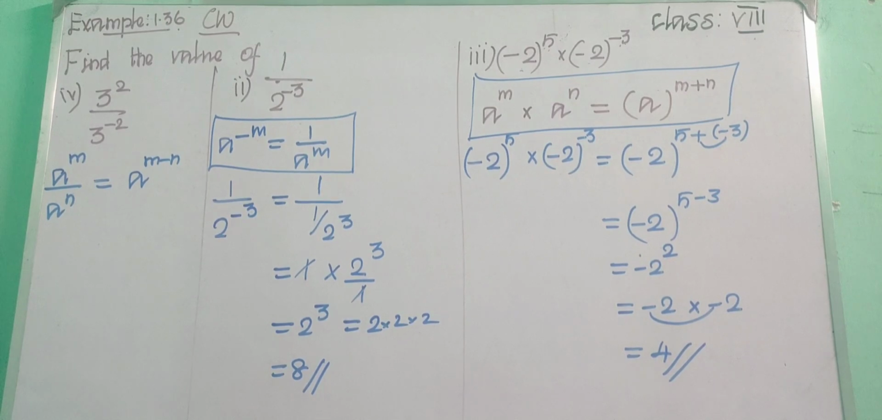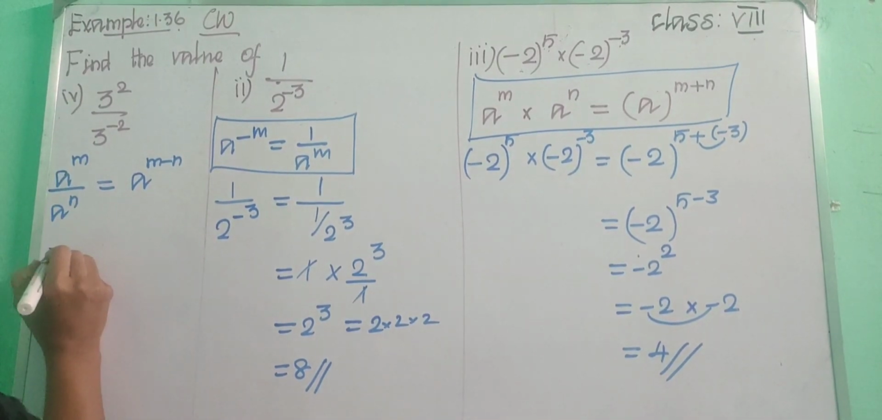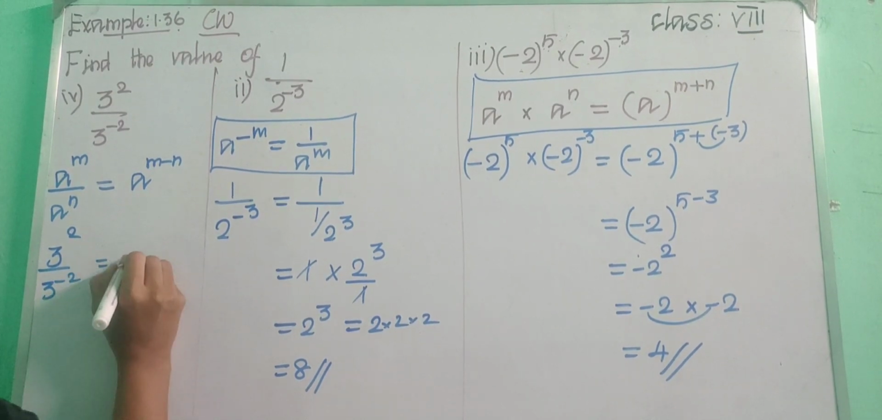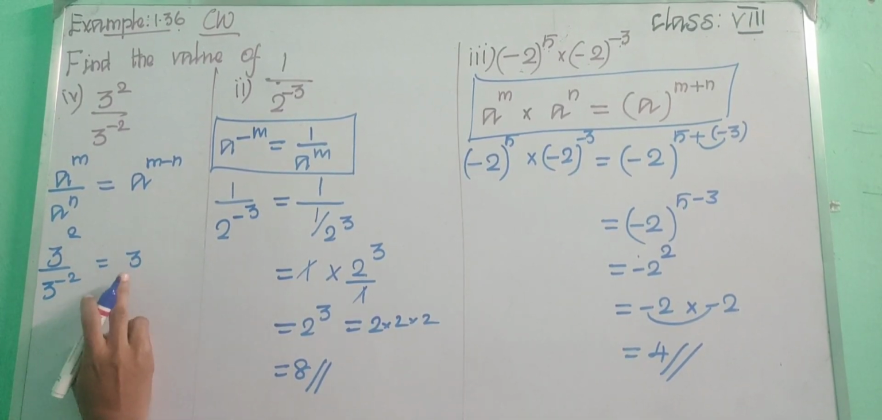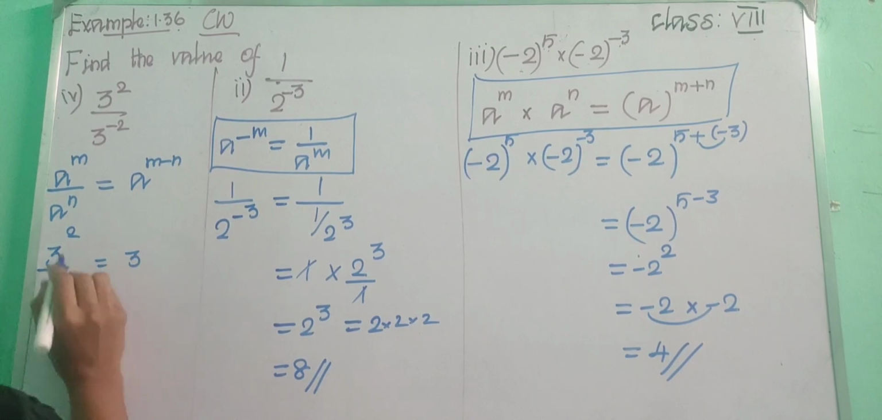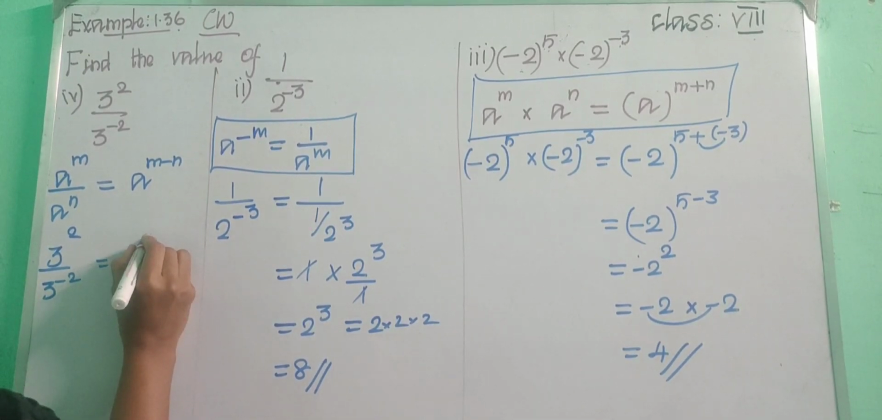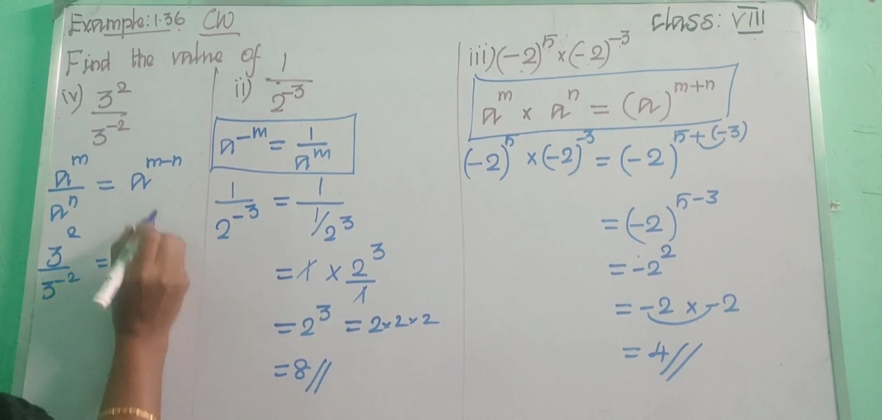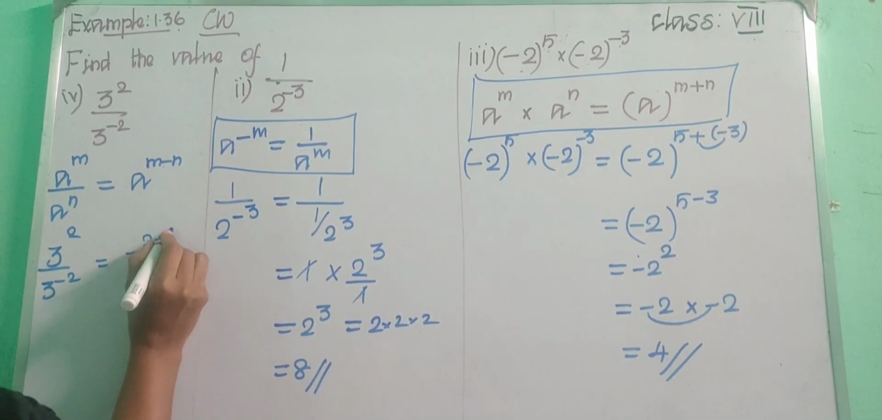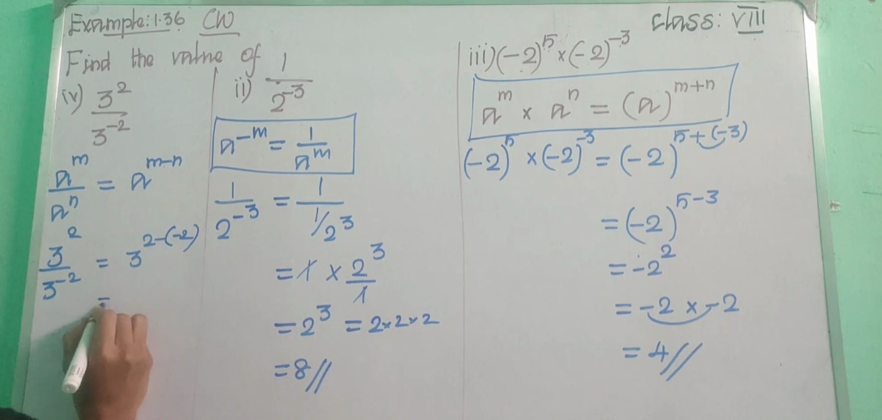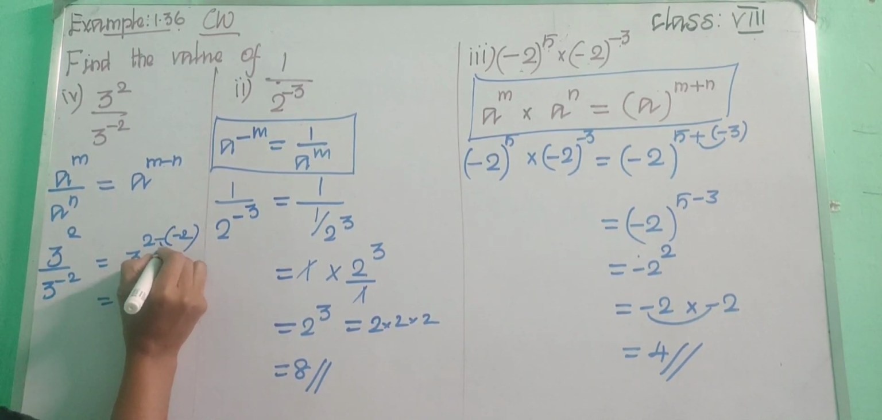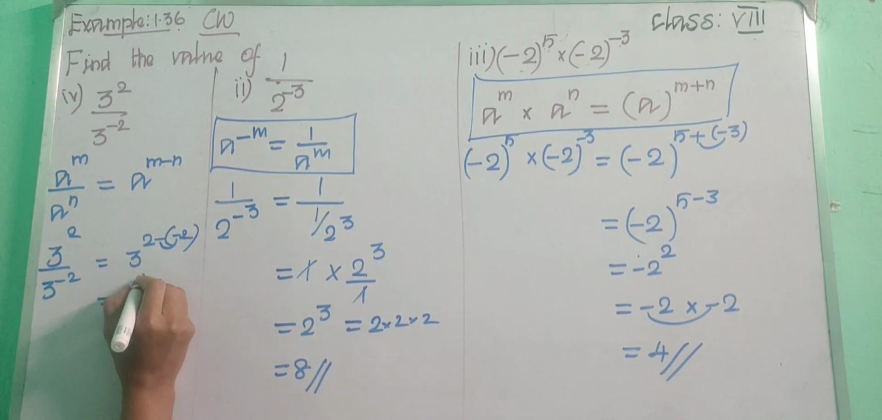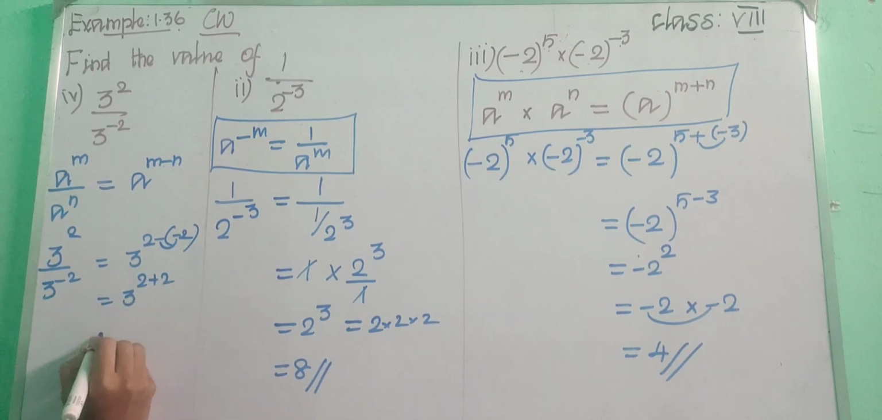So now how will you write 3 power 2 by 3 power minus 2? 3 is the base, right? So we need to write the same base, but we need to subtract the powers. Here the power m is 2 and power n is minus 2. So already we are having minus here, so minus 2. Minus into minus is plus, so 2 plus 2. So we got 3 power 4.